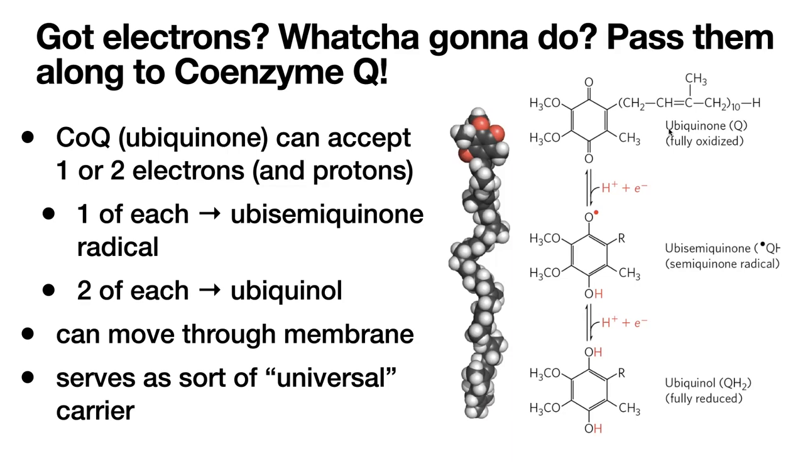Ubiquinone, the name kind of suggests it's ubiquitous. It's going to act as a sort of universal carrier because of its role of being able to accept 1 or 2 electrons, and it's going to be able to take electrons from both our NADH as well as our FADH2 or our FMN.